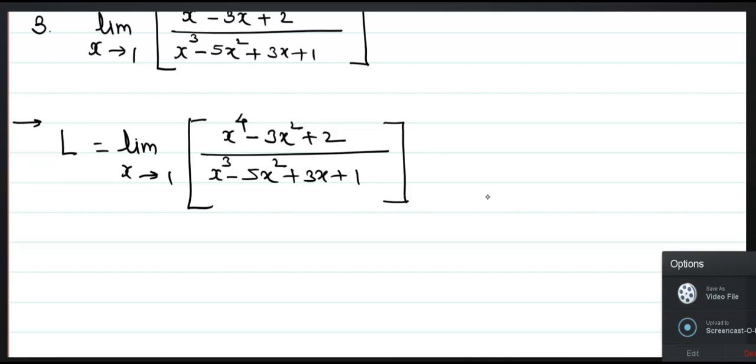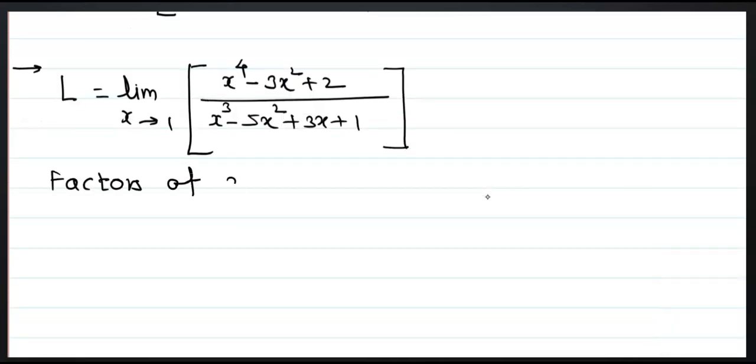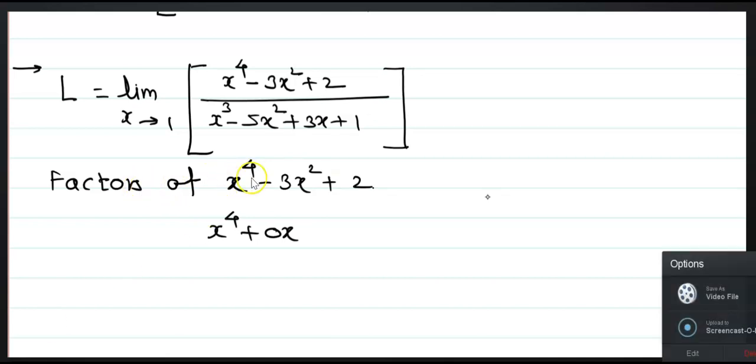It's clear that the first factor is x minus 1, because as limit x tends to 1, the first factor is x minus 1. Now we'll find out the second factor by using synthetic division. Now x raised to 4 minus 3x square plus 2. The given polynomial is not in the standard form. Therefore, one term is absent there, that is x raised to 4 plus 0x cube minus 3x square plus 0x plus 2.